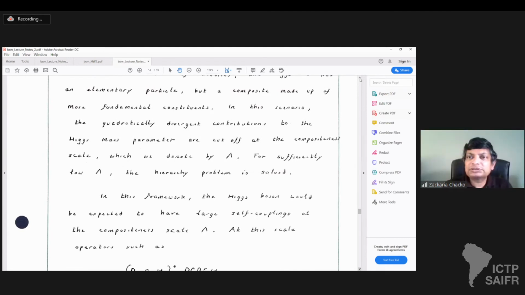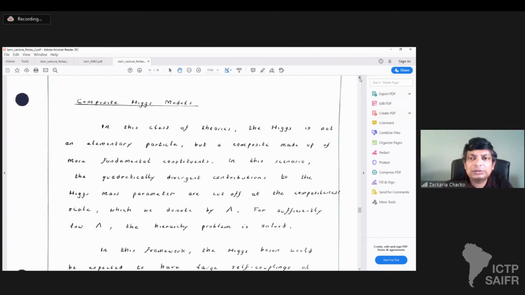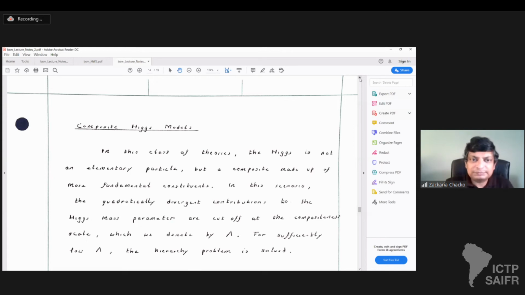All right, so now let's come to composite Higgs models. The idea here is that the Higgs is just not an elementary particle. It's not a fundamental particle. It's some composite made by gluing together more fundamental constituents.